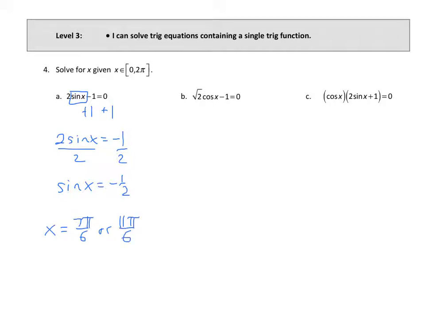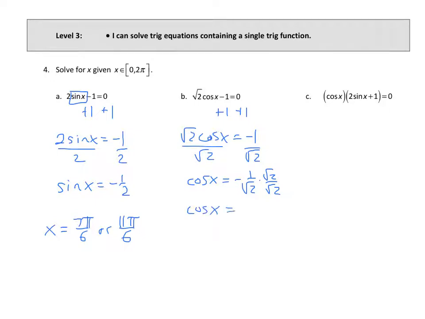In the next example, I want to get cosine of x by itself, so I'm going to add 1 to both sides. And we get radical 2 cosine of x equals negative 1. Then I'm going to divide both sides by radical 2 to get cosine by itself, and we get cosine of x equals negative 1 over radical 2. But I don't want to leave my radical in the denominator, so I multiply by root 2 over root 2, and I get cosine of x equals negative radical 2 over 2.